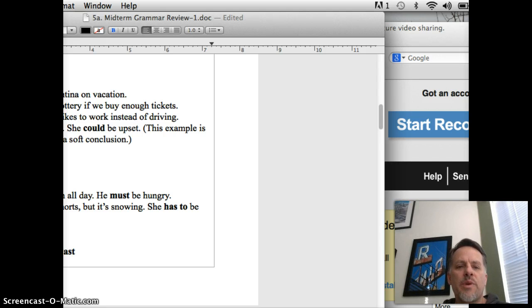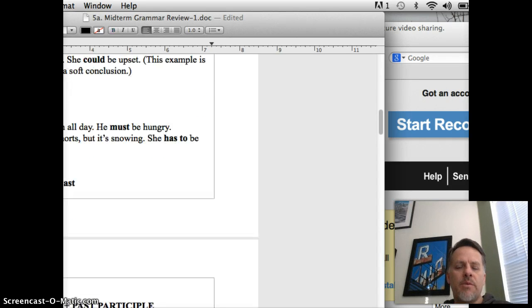The second example: Marissa is wearing shorts, but it's snowing. She has to be freezing. We also use have to for speculation. In this case, because it's third person singular, it's has to. She has to be freezing.